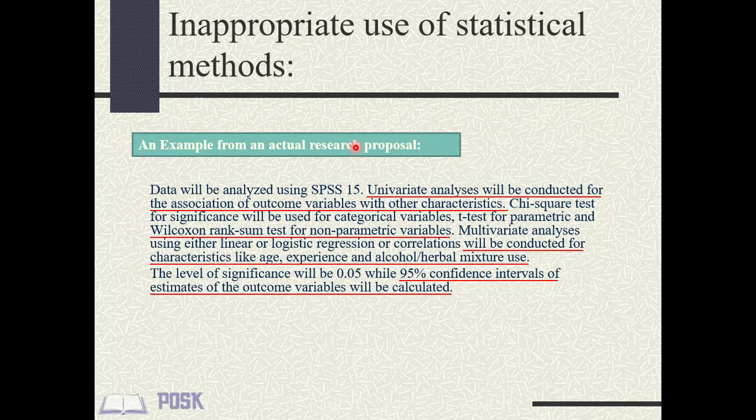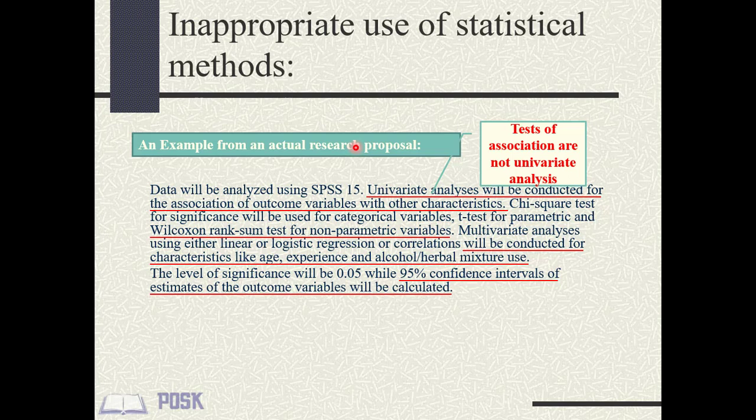This slide shows the statistical analysis section of the methodology of a real research proposal submitted by a resident doctor for a project. Let's fish through it for the mistakes it contains. My comments on the mistakes are contained in the callouts. The resident wrote that data will be analyzed using SPSS 15. Univariate analysis will be conducted for the association of outcome variables with other characteristics. My comment on that is that tests of associations are not univariate analysis.